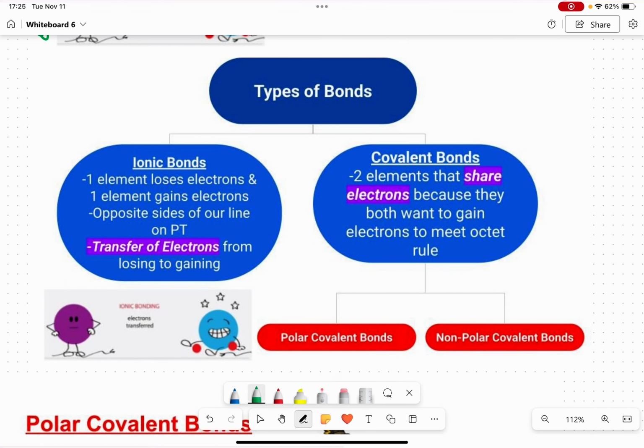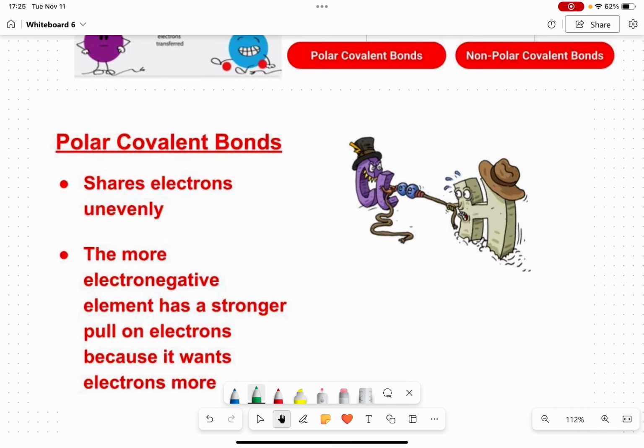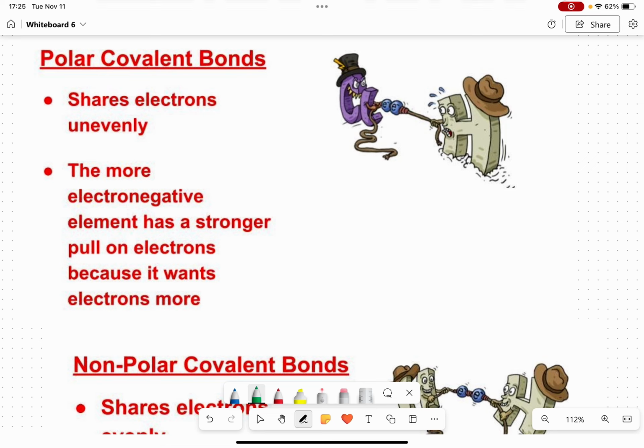Specifically in this video, we're going to be looking at polar covalent bonds and nonpolar covalent bonds. So there are different ways that electrons are shared, and that's what we're going to be looking at today. Polar covalent bonds are when electrons are shared unevenly, and that's because the difference in electronegativity is pretty big. Not as big as ionic, but bigger than if they were nonpolar covalent.